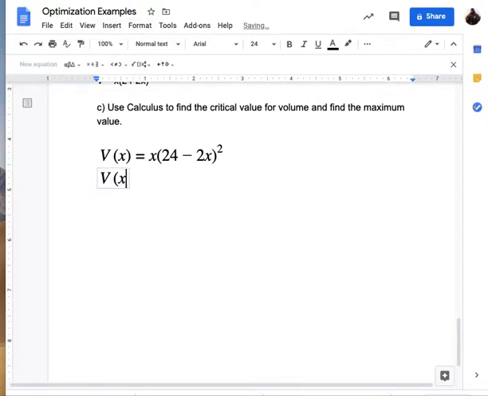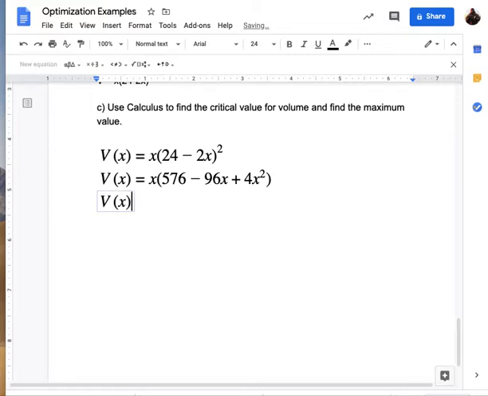V of x equals x times parenthesis. And if we square this, we should get 24 squared is 576, minus 24 times 2 times 2 should give us 96x in the middle. And we're going to square this last term. It's going to give us a positive. 2x squared is going to give us 4x squared. And then we'll go ahead and distribute that and give us a volume equation.